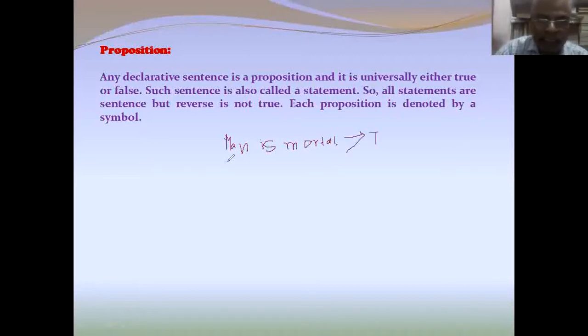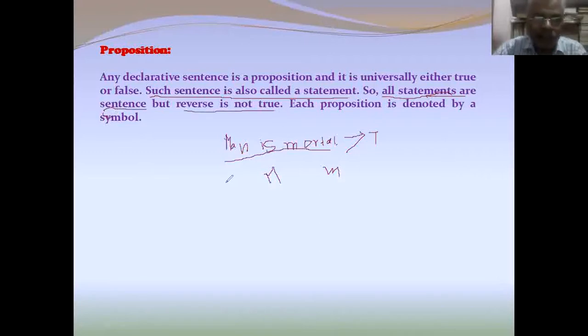If it is a declarative sentence and it has some value, either true or false, then it is a statement. And this statement is denoted by a symbol. Suppose it is denoted by a small m, etc. Then it is a statement. Such sentences are also called statements, and all statements are sentences, but the reverse is not.